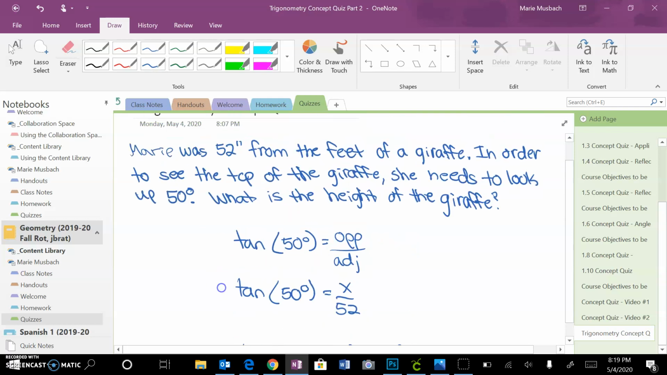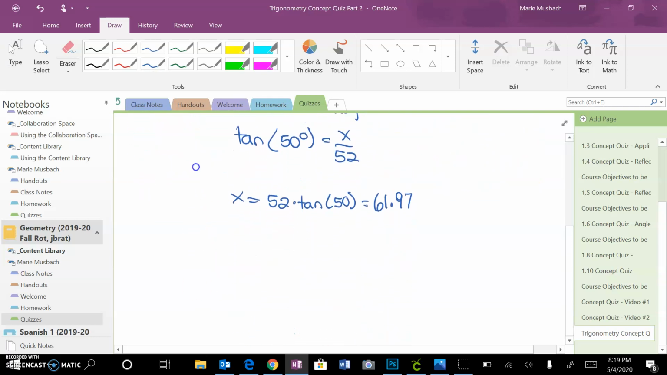So what is the height of the giraffe? The height of the giraffe is 61.97 feet tall. And that is your answer.